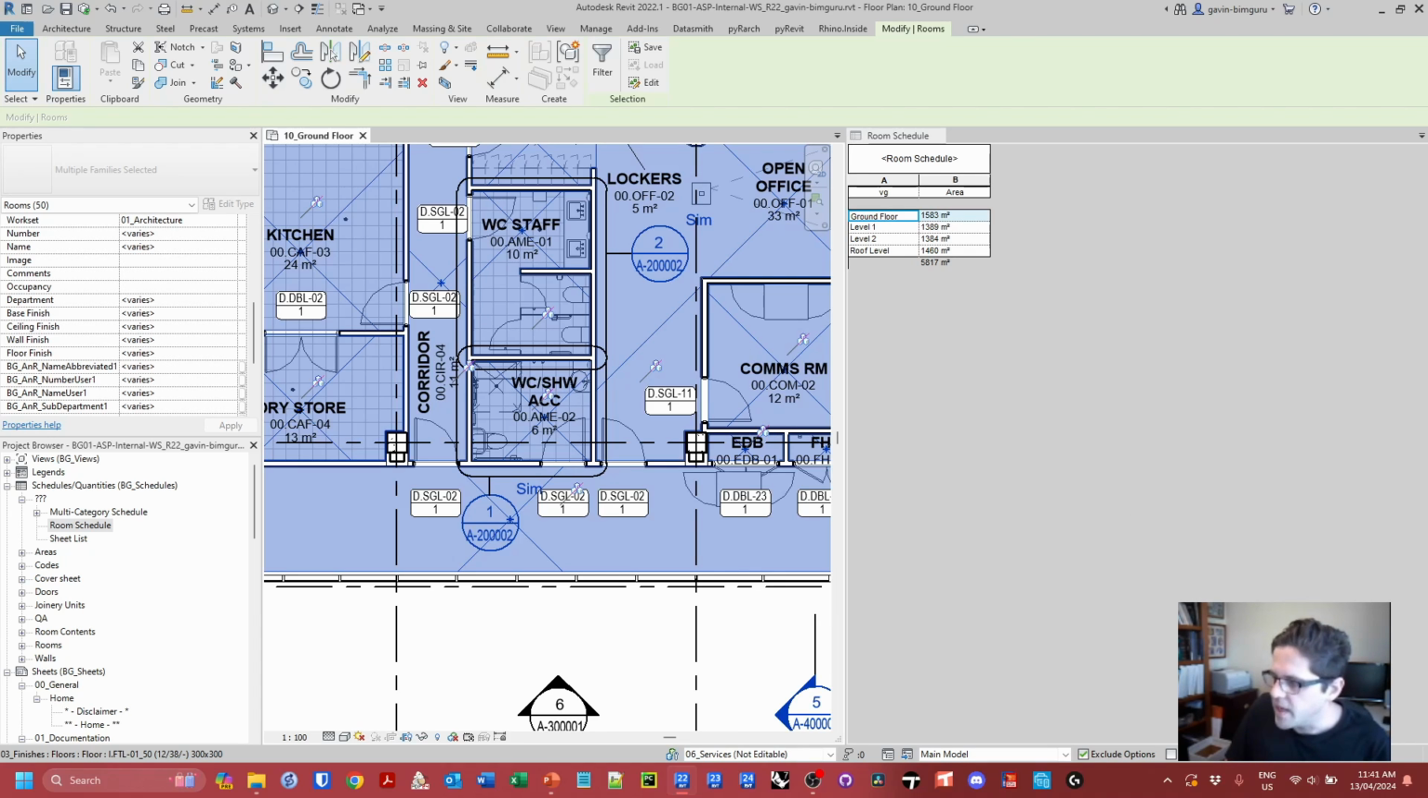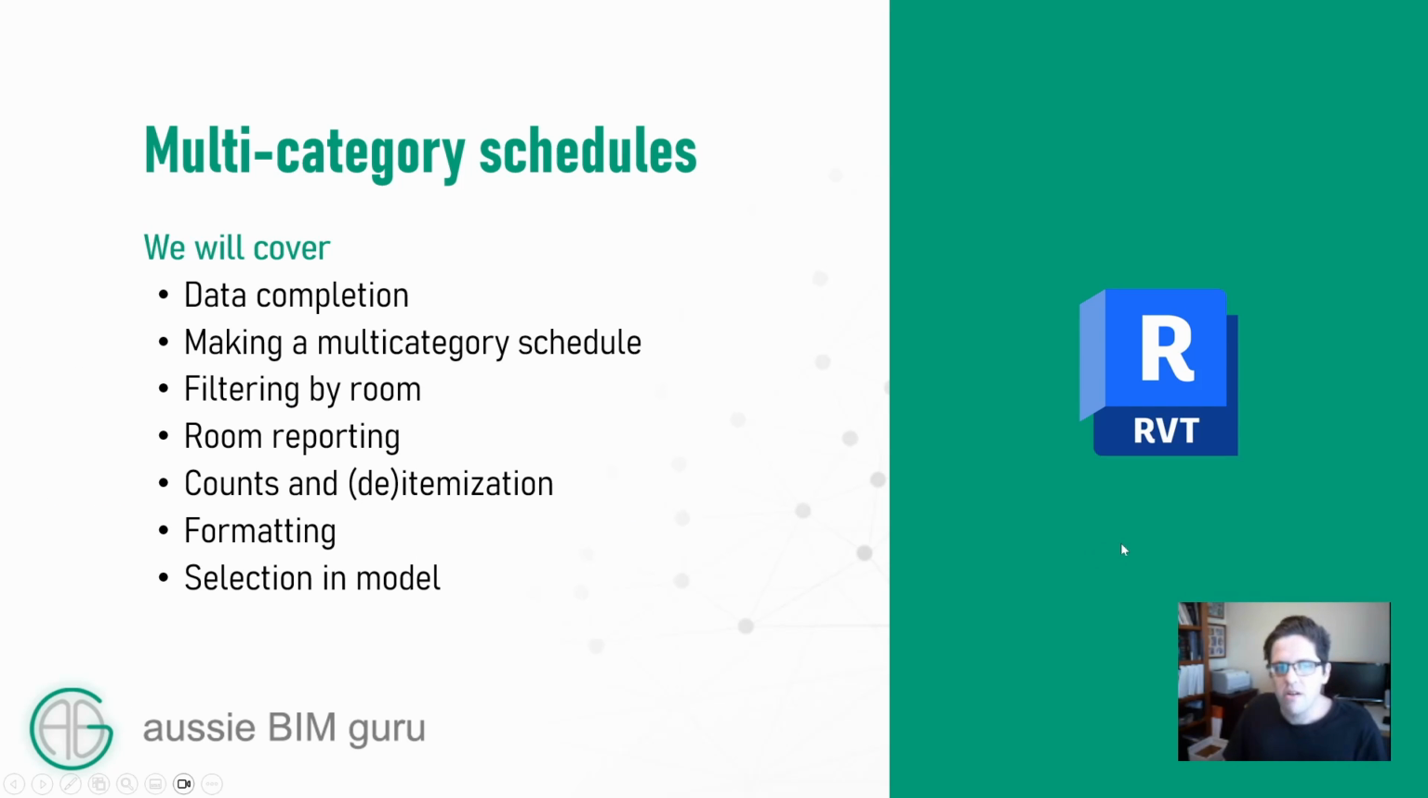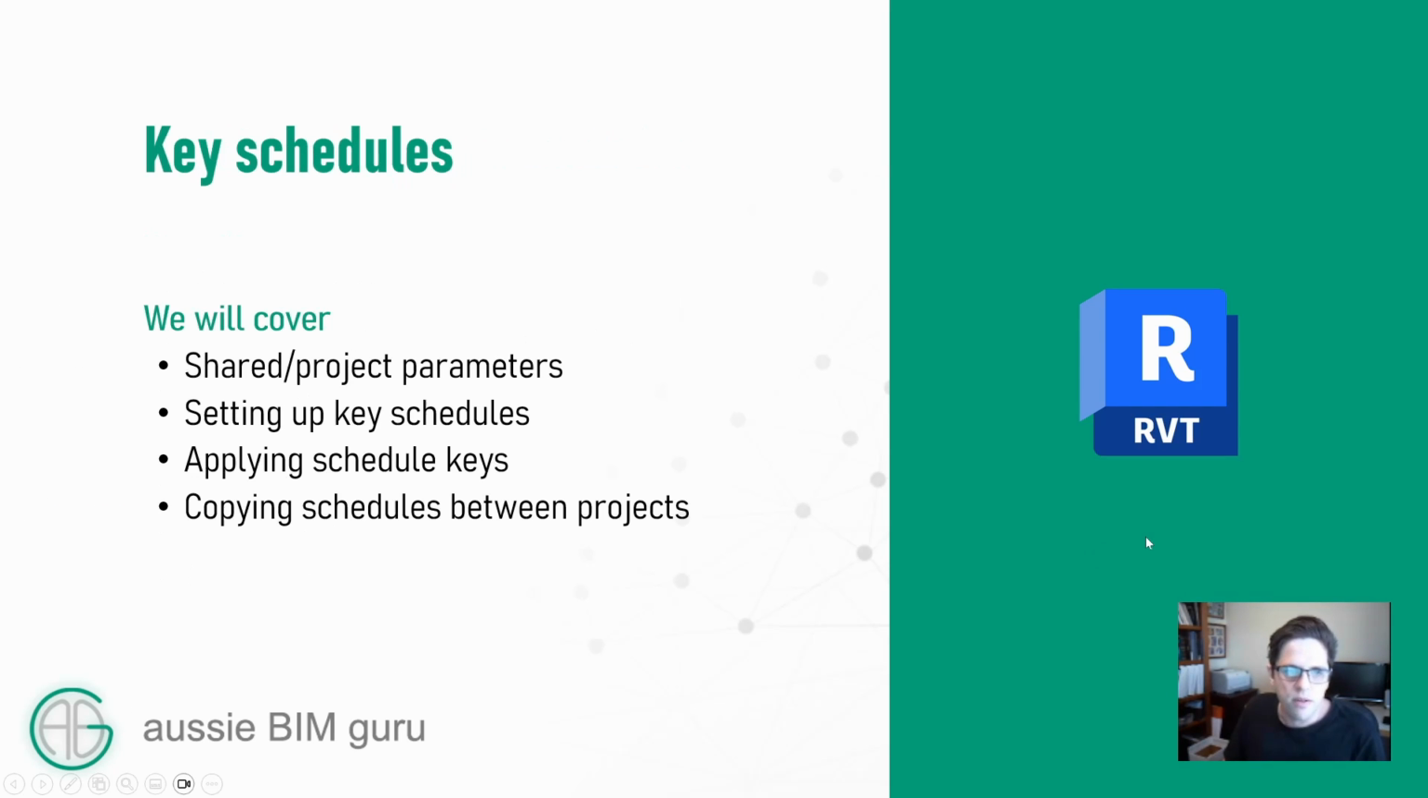So the next topic we're going to cover, and I do have a more thorough video on my channel, so I won't go too deep on it, is key schedules. Key schedules are a really powerful control mechanism in Revit to make sure that things can be templated from a data perspective. So I'll firstly just show you shared and project parameters, the difference between them, how you can make sure that elements have parameters regardless of whether their family does, and then we'll set up a basic key schedule, apply the keys to elements, and we'll just show that it's possible to copy schedules between projects as well.